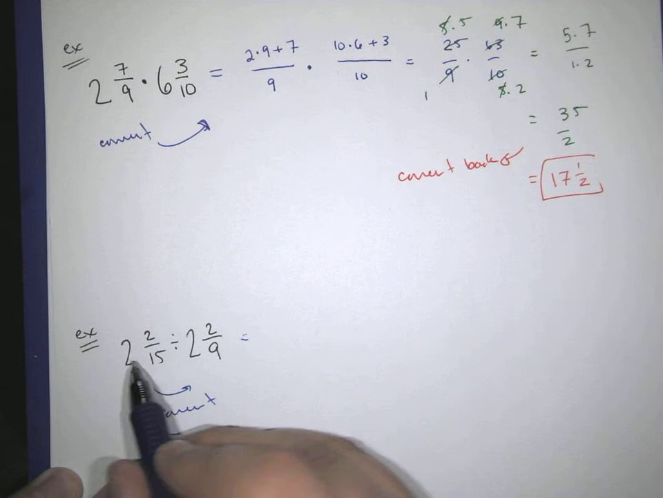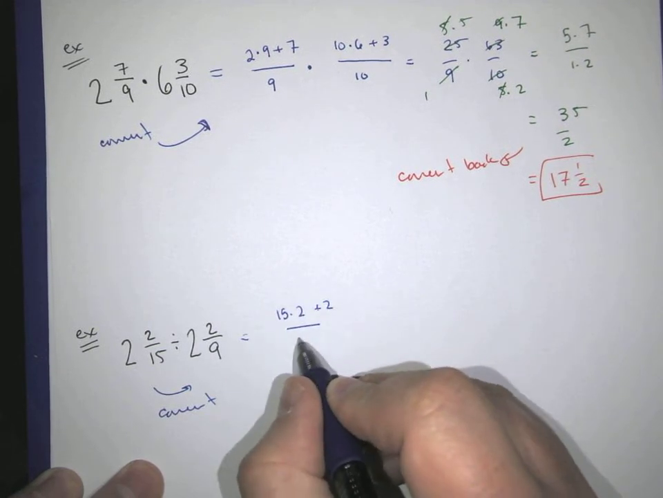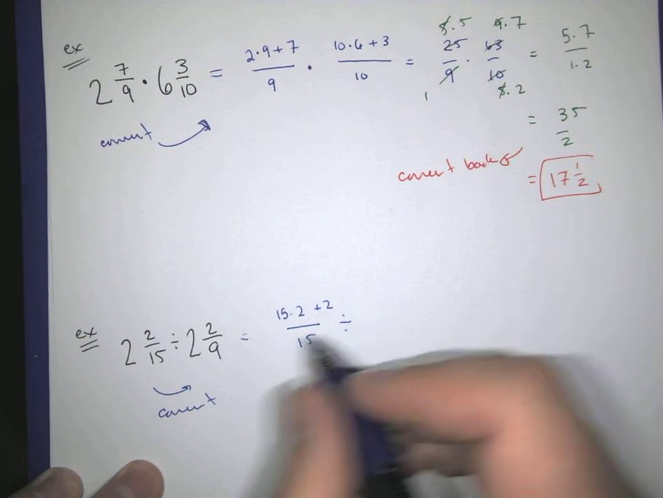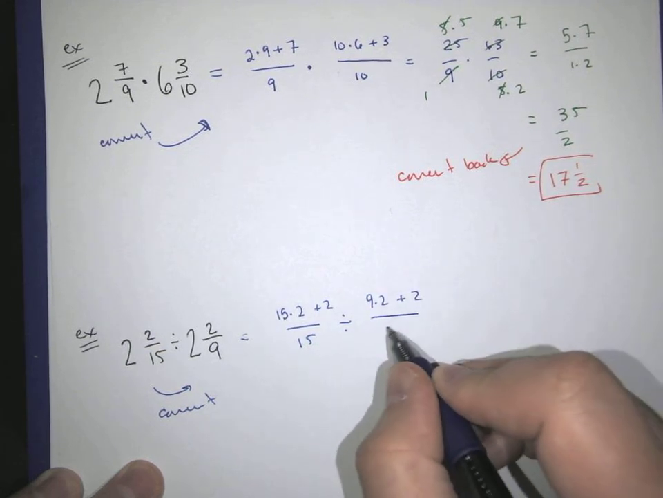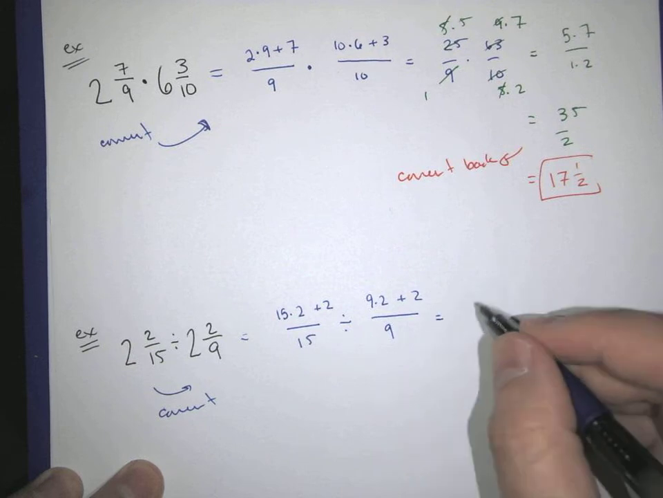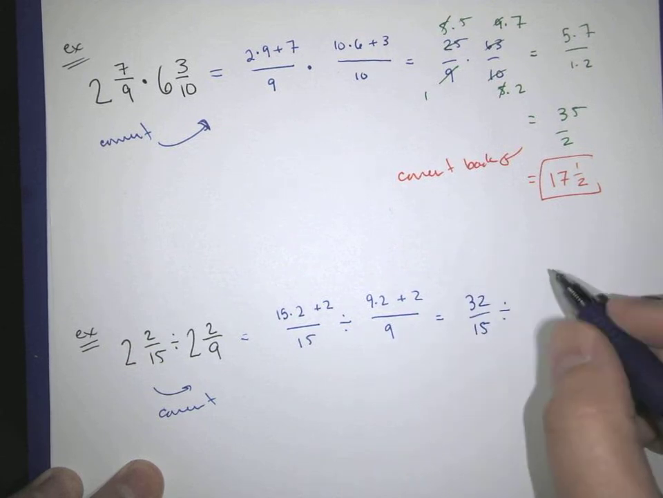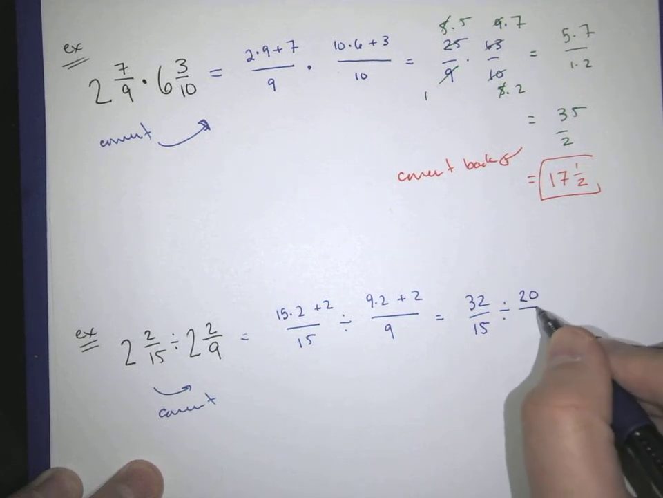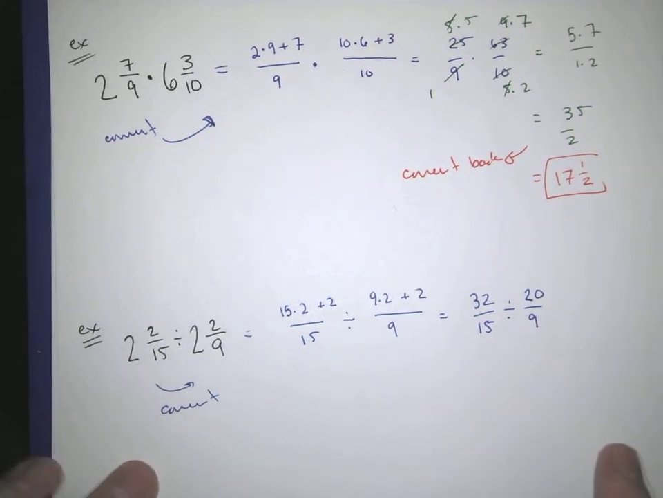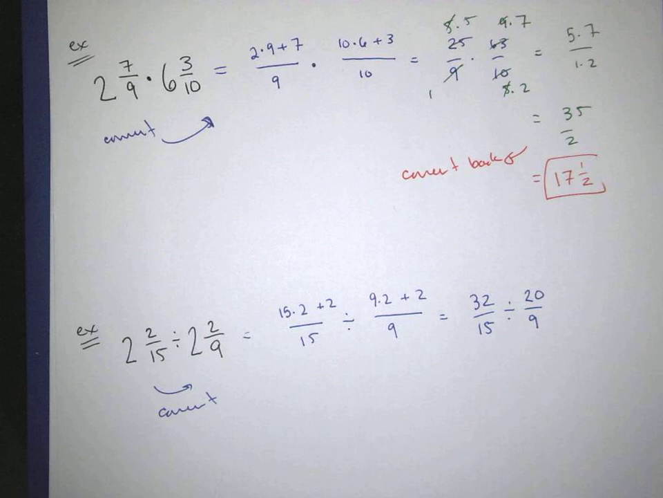This is going to be 15 times 2 plus the 2 up top, all over 15. We'll divide that by 9 times 2 plus the 2 up top, and that's all over 9. So these are going to get us to where? 32 over 15 divided by 20 over 9. So that's our division version.